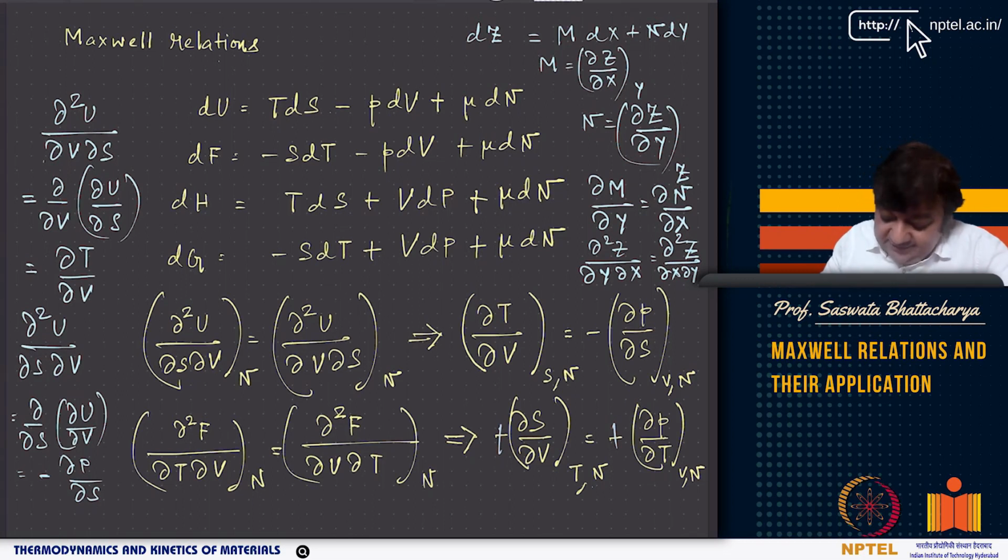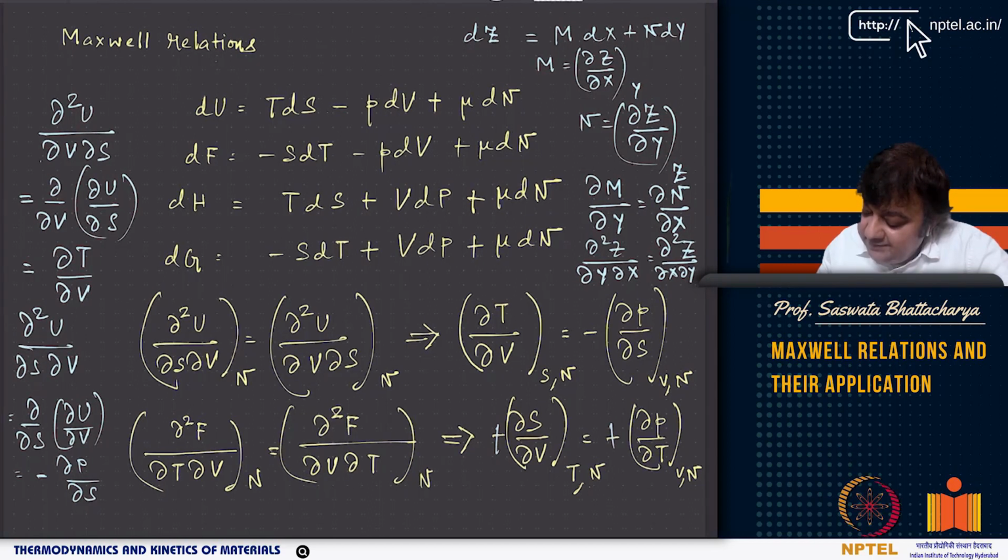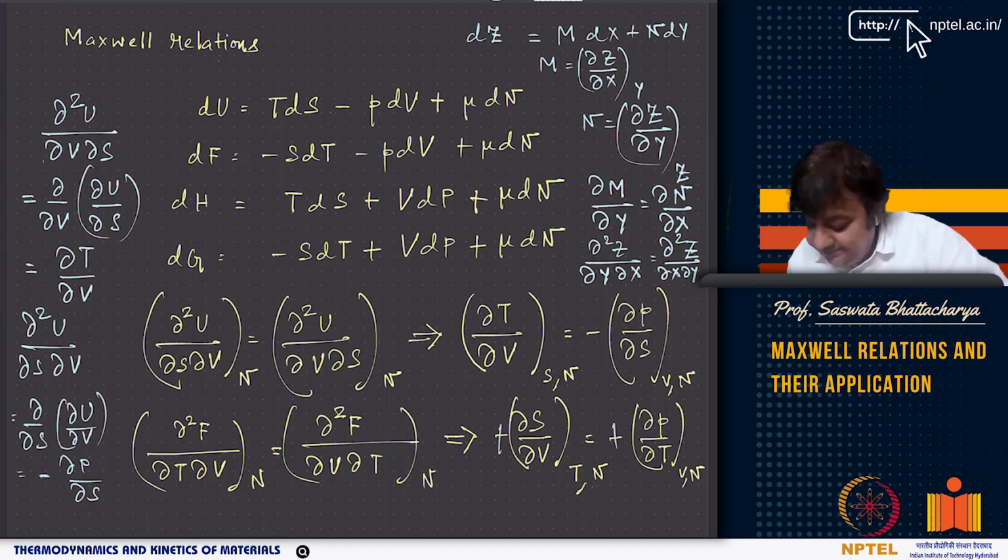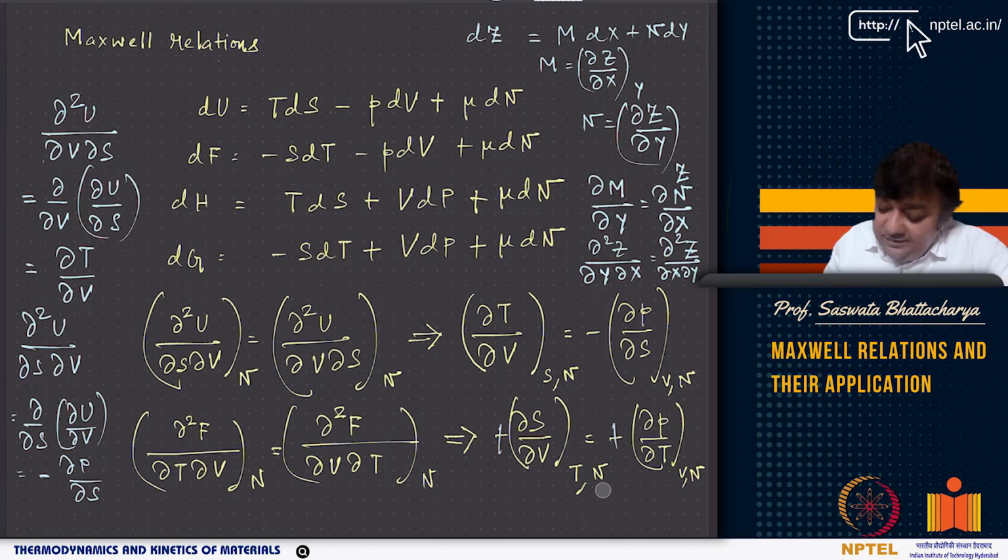If you look at the sequence again, del F del V is equal to minus P. So this becomes minus del P del T, and this becomes minus del S del V, and the minus signs cancel out, so both become plus. So basically you have the relation del S del V at constant T equal to del P del T at constant V, right? And N is fixed, so you can neglect N on both sides, because we are not doing anything with N.